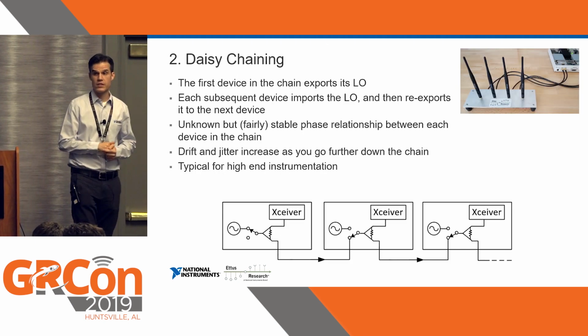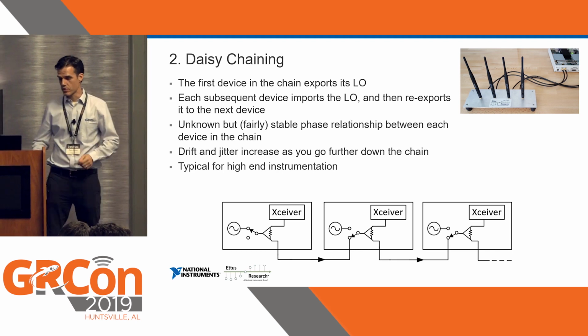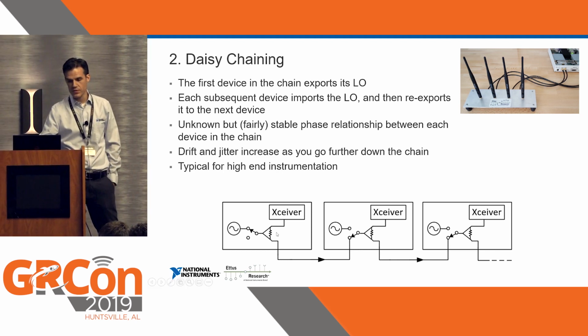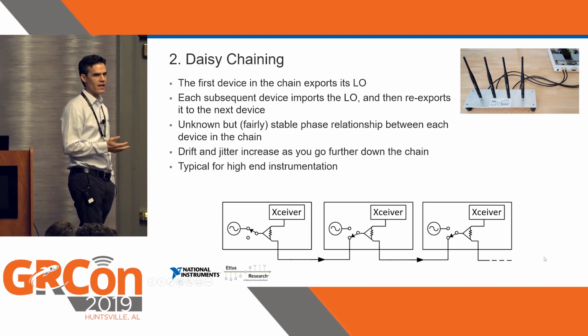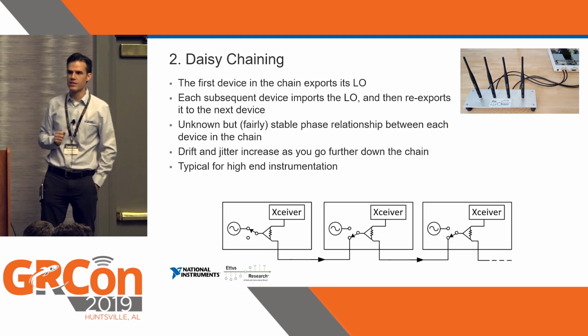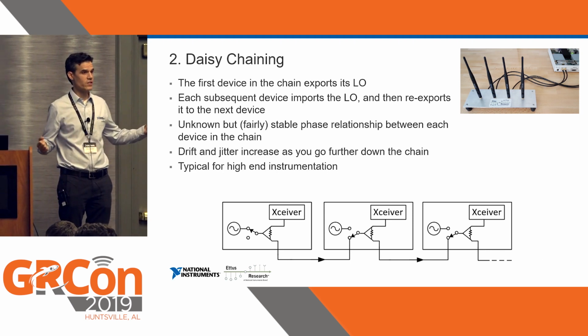Another approach is daisy chaining. So what you see in this picture here is the first device, the first transceiver, is generating its own local oscillator and then exporting that to the second device that imports it, who then exports it to the third device, who imports it and exports it. You go, fantastic. I just need one extra cable between devices here, and now I have correlated phase noise, right?